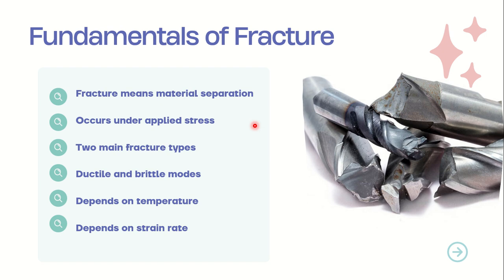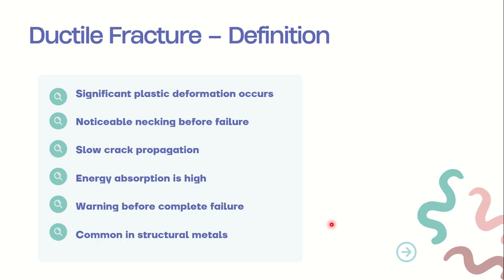The two main fracture types are ductile and brittle. The ductile and brittle modes depend on the temperature, that means whether it is room temperature or elevated temperature, and also depend on a high strain rate. These are the fundamentals of fracture.